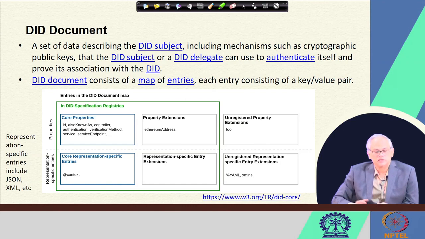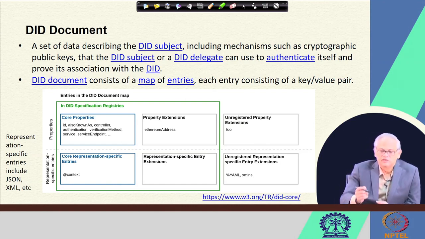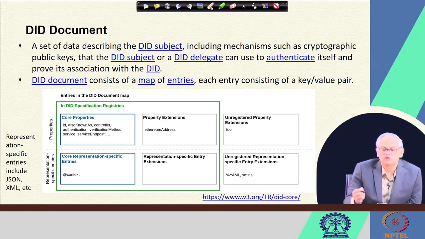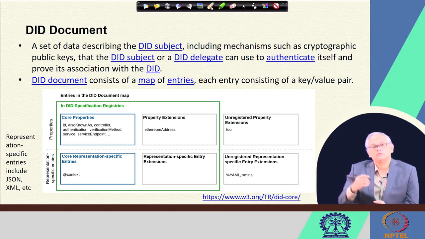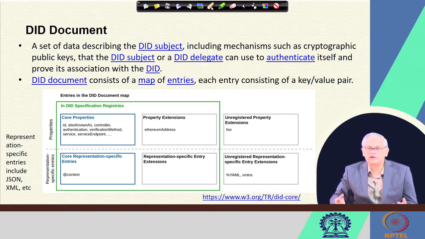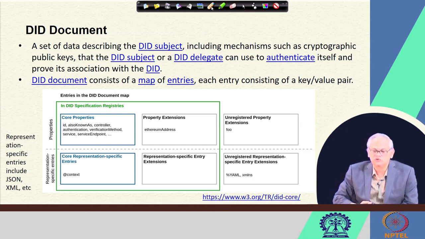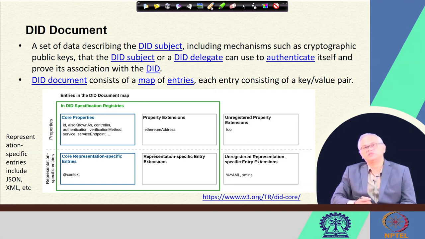It is a set of data that describes the DID subject. Of course, that is the purpose of these identifiers, the different attributes that compose the identity of an individual, and also it includes mechanisms such as cryptographic public keys that the DID subject or a DID delegate can use to authenticate itself and prove its association with the DID.